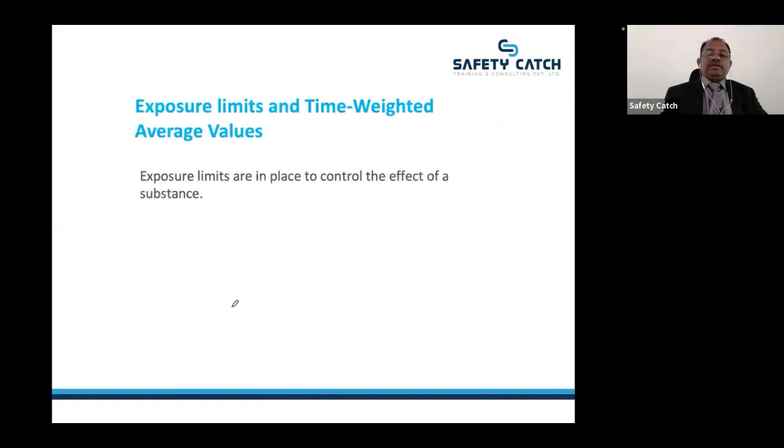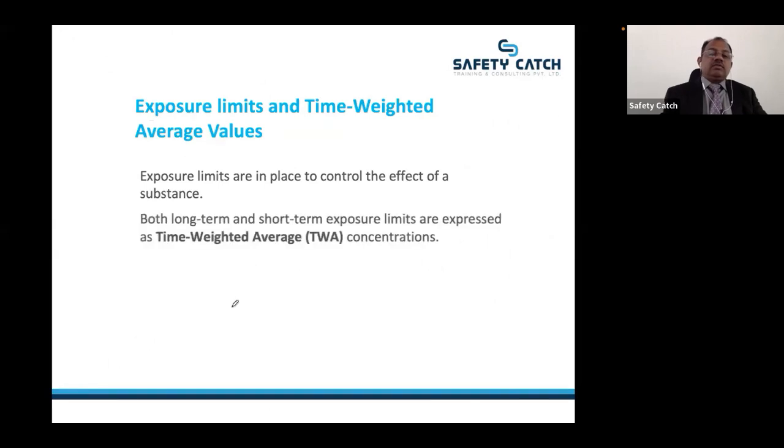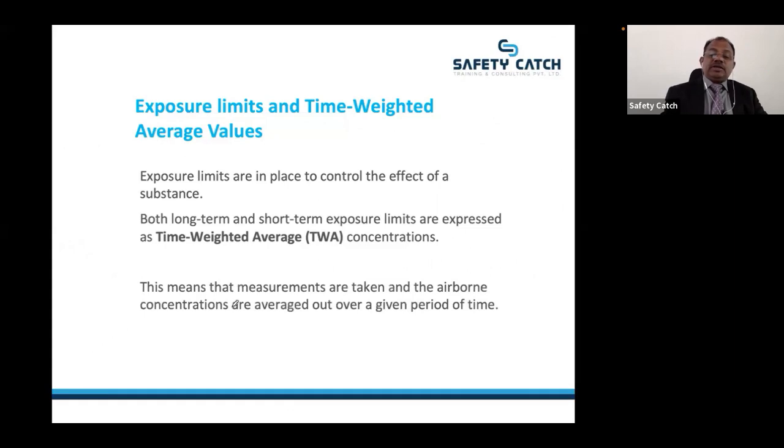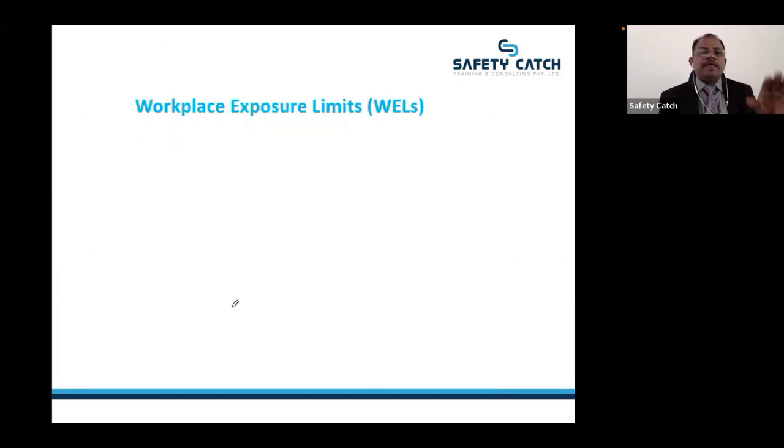So exposure limits are in place to control the effect of a substance, number 1. Both long-term and short-term exposure limits are expressed as TWA. This means that measurements are taken and the airborne concentrations are averaged out over a given period of time. Okay, this we all discussed.